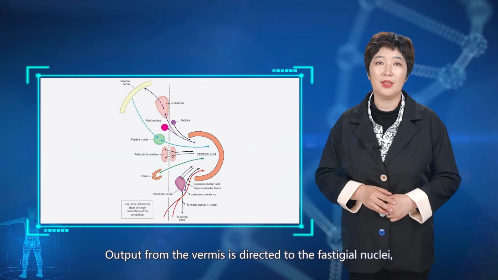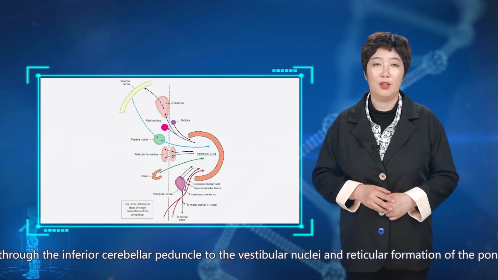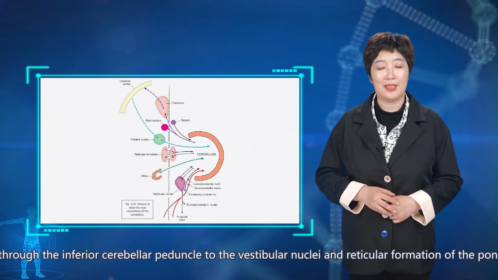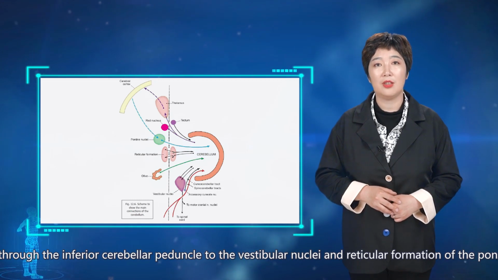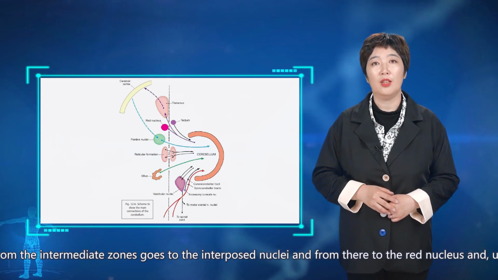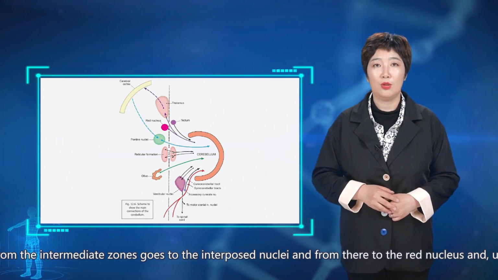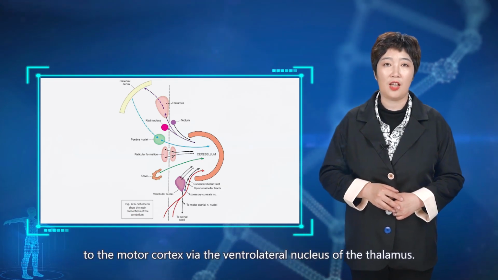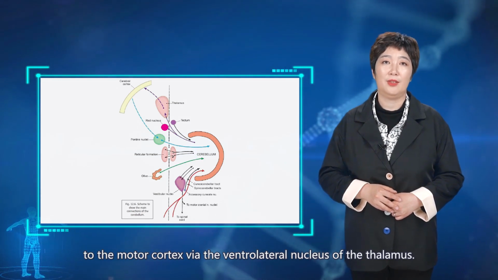Output from the vermis is directed to the fastigial nuclei, which project through the inferior cerebellar peduncle to the vestibular nuclei and the reticular formation of the pons and medulla. Output from the intermediate zone goes to the interposed nuclei and from this to the red nucleus, and ultimately to the motor cortex via the ventrolateral nucleus of the thalamus.